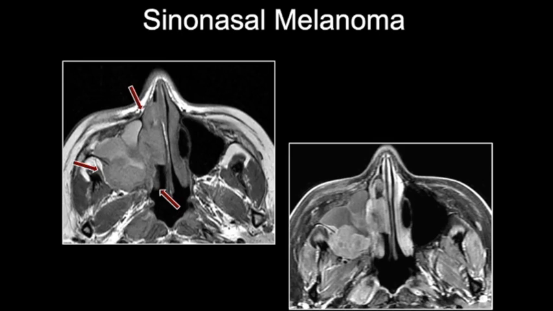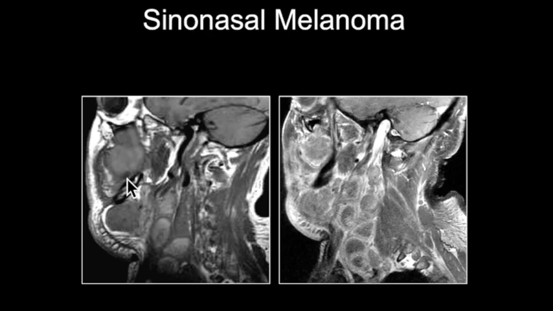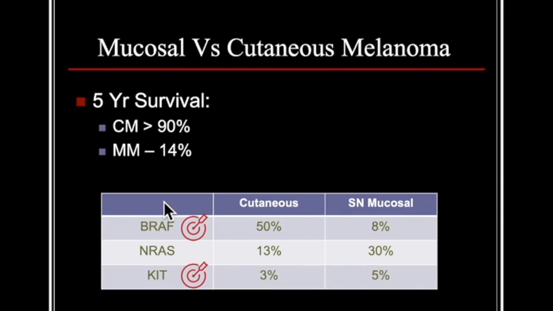Questions later on here. Here's a classic sinonasal melanoma. We can see T1 hyperintense tumor filling the nasal cavity involving the left maxillary sinus, and then it's spilling down to level 2 and level 3 lymph nodes with T1 hyperintense lymph nodes.